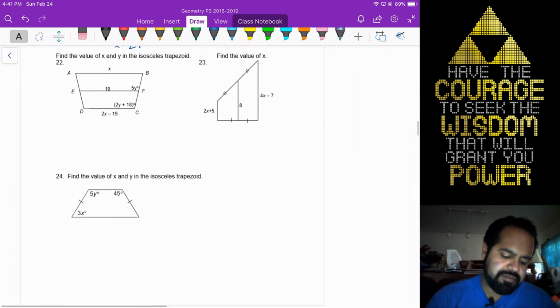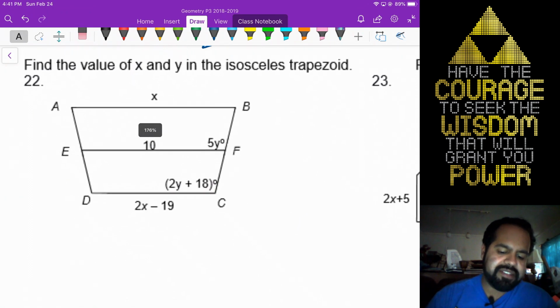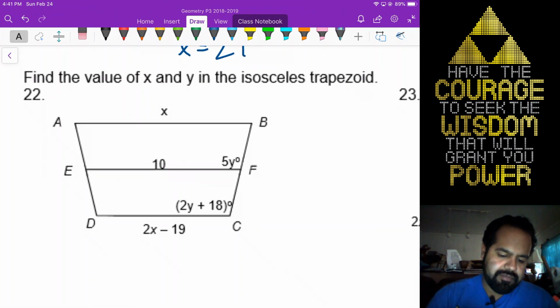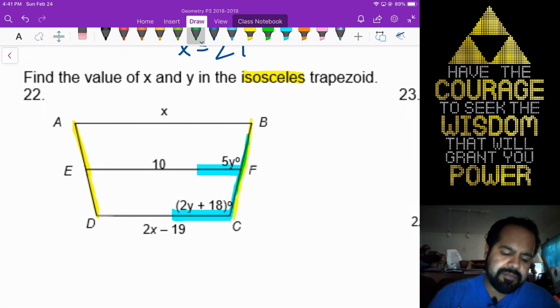See here, 22. We have an isosceles trapezoid. So again, because it is isosceles, that means that these two sides are congruent. Now, these angles that are formed here, this angle here and this angle here, because it's a trapezoid, and because we have this mid segment here, we know that they're going to be parallel. So that means that they're going to share the same angle. So 5y equals 2y plus 18.